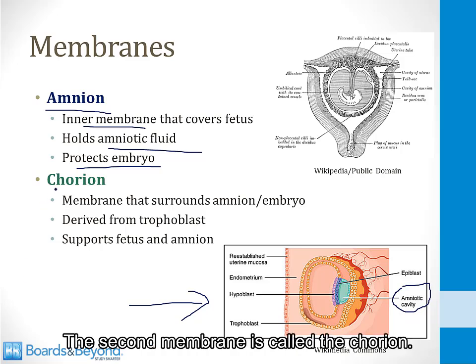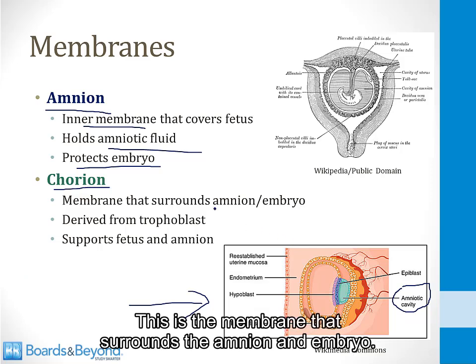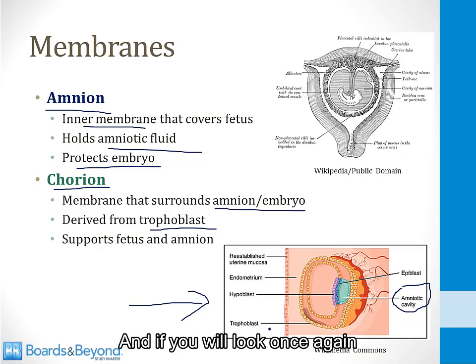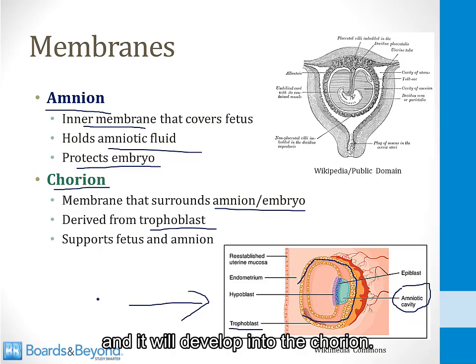The second membrane is called the chorion. This is the membrane that surrounds the amnion and embryo. It derives from the trophoblast to support the fetus and the amnion. And if you look once again at this picture at the bottom right, the trophoblast is this layer of cells around the outside here, and it will develop into the chorion.